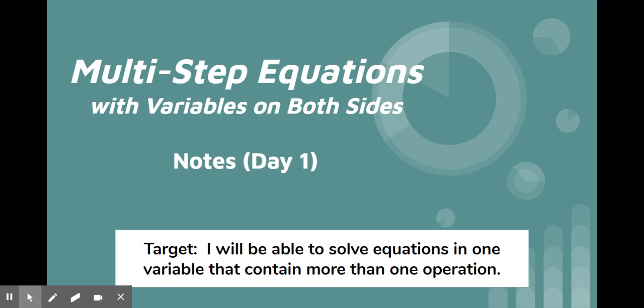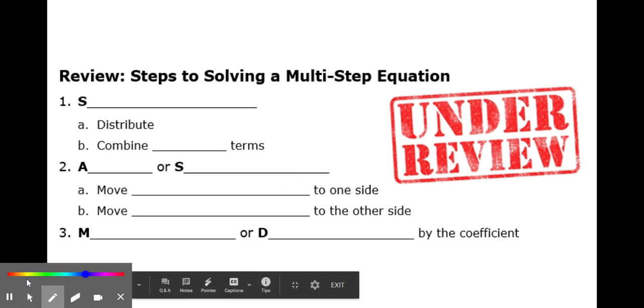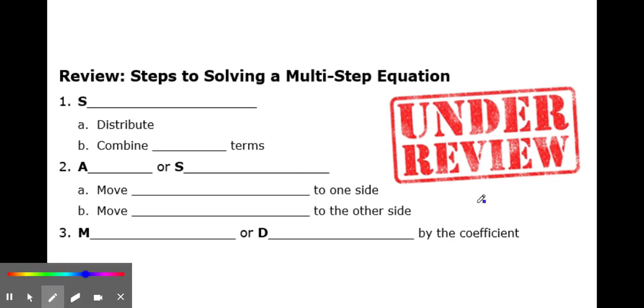In this lesson, we will explore how to solve multi-step equations with variables on both sides. The target for this lesson is that you will be able to solve equations in one variable that contain more than one operation. First, let's review the steps to solving a multi-step equation. We use the acronym SAM to help us remember the steps.